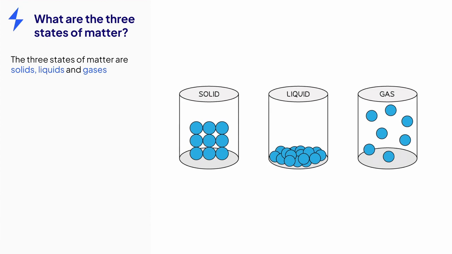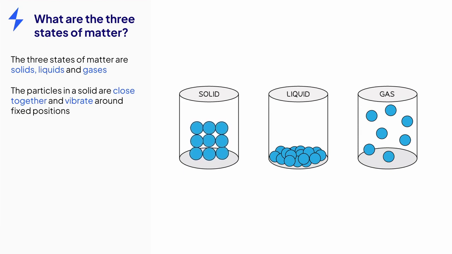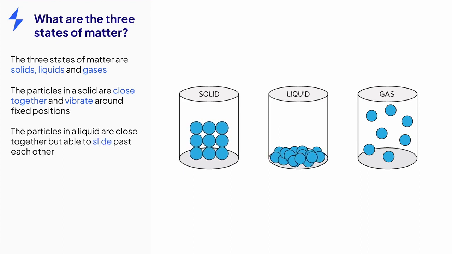Solids have their particles close together in a regular arrangement. There are strong forces of attraction between the particles, so they don't move but vibrate around fixed positions. The particles in a liquid, although close together, are able to slide past each other, as the forces of attraction between the particles are weaker.